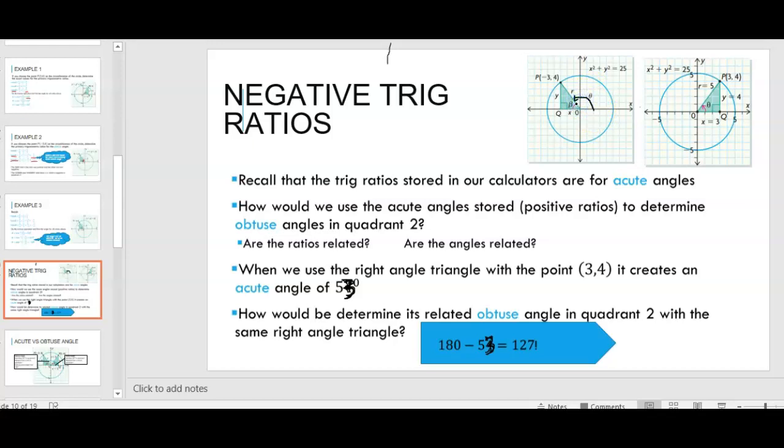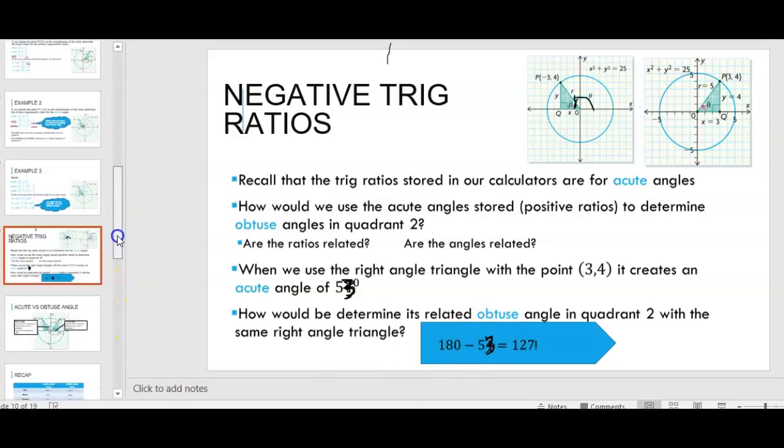So this is angle theta that we're looking for on the second quadrant. Our calculator is going to give us the value of this angle here, which we call beta. To figure out the value of theta, we're going to subtract from 180 the value that we got for this acute angle. So 180 minus 53 equals 127 degrees.